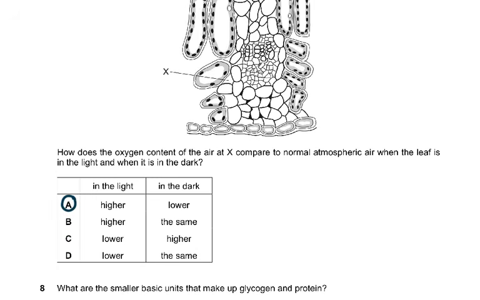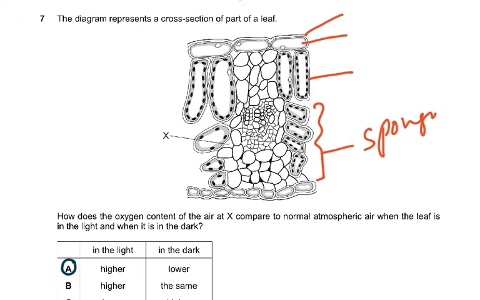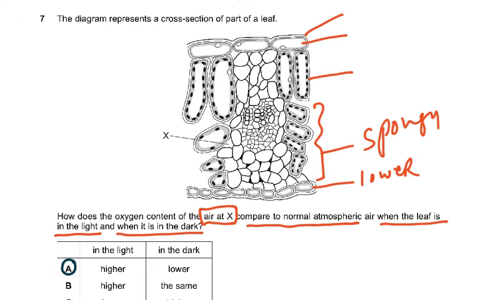Then, now we come on to 7. The diagram represents a cross section of part of a leaf. And of course, we know this is the upper layer, this is the cuticle, this is the upper epidermis, palisade mesophyll, this is all the spongy mesophyll, and then of course we have the lower epidermis. Then how does the oxygen content of the air at X, this is an air space in between the cells of the spongy mesophyll and the vascular bundle, compare to normal atmospheric air when the leaf is in the light and when it is in the dark?